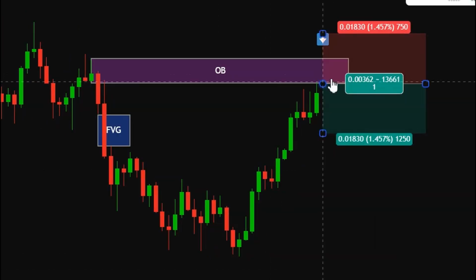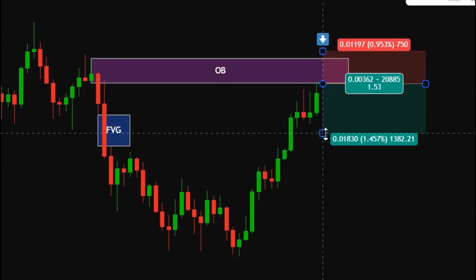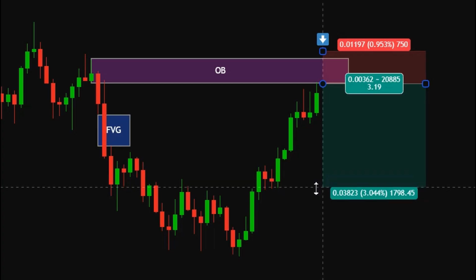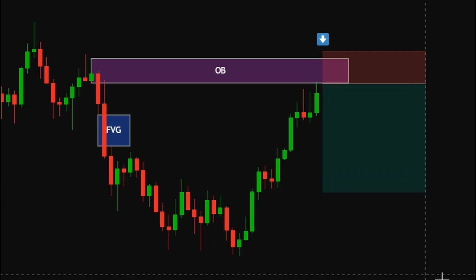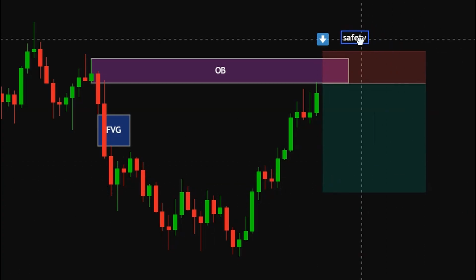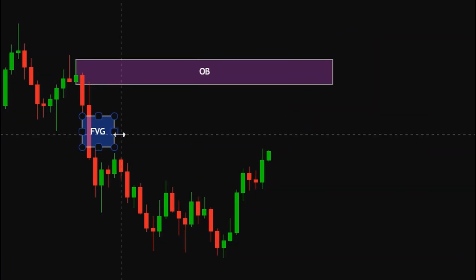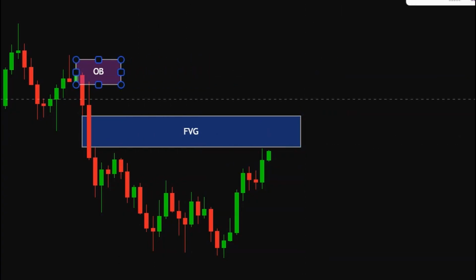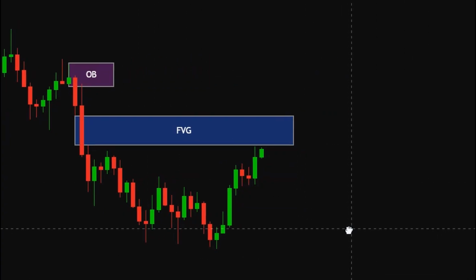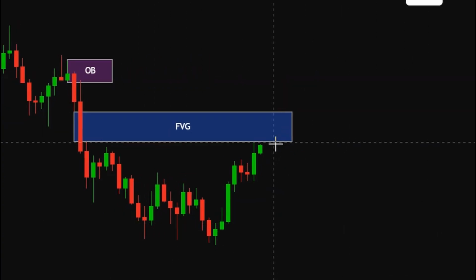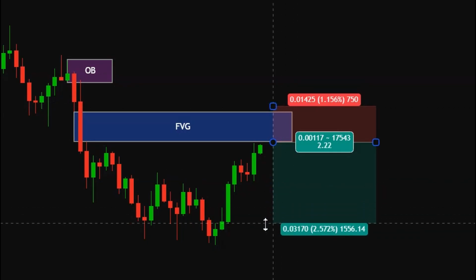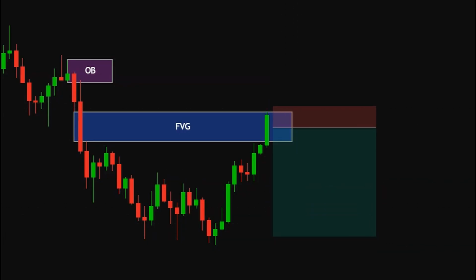Regarding stop-loss placement, this is a crucial point. With the order block, you have a clear boundary for placing your stop-loss, usually just outside the body of the OB candle. This provides safety. Conversely, the FVG allows you to enter a trade earlier, leading to a higher risk-reward ratio, but at the expense of lower safety. You can easily get stopped out just by a slight price sweep.